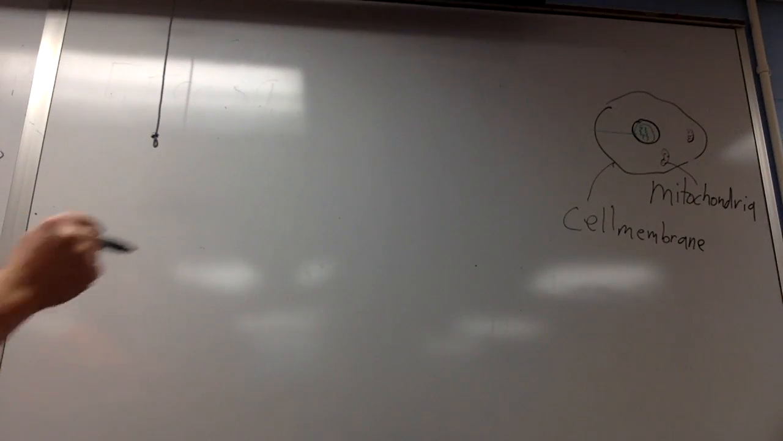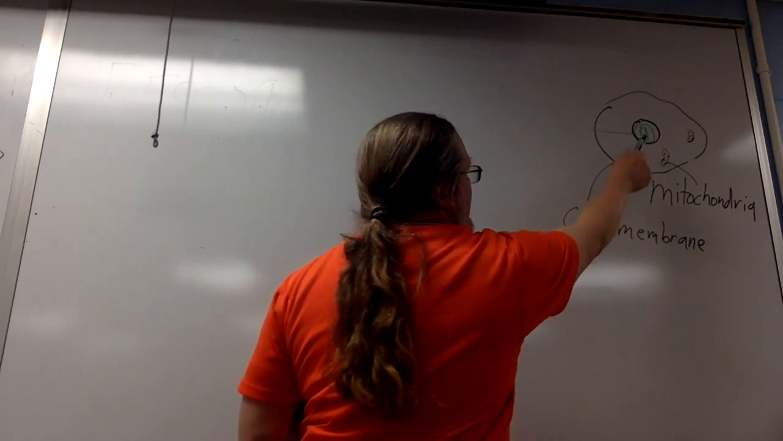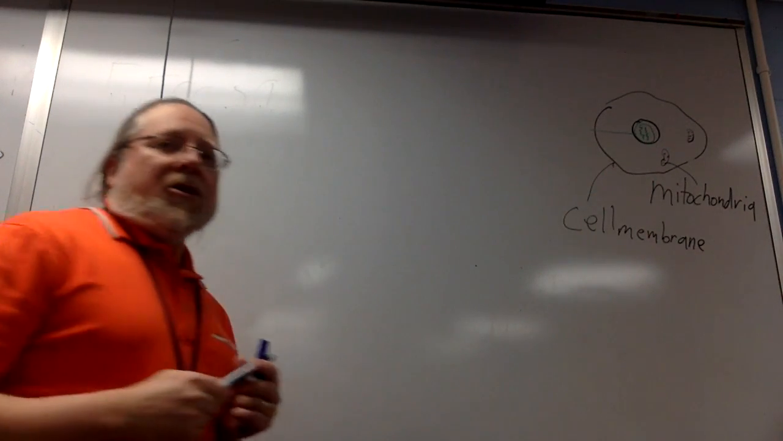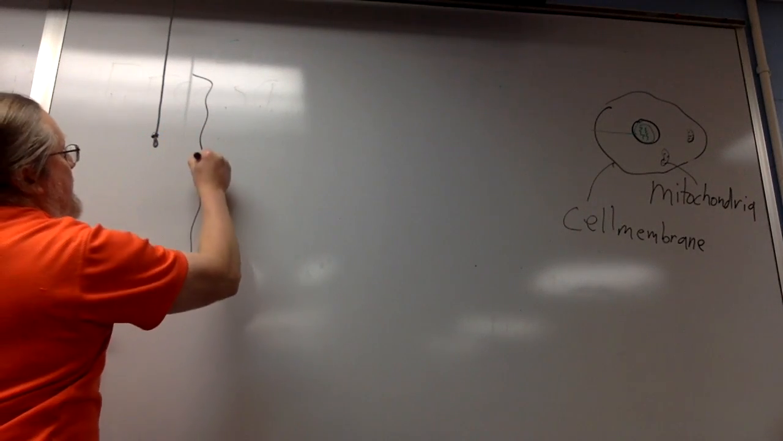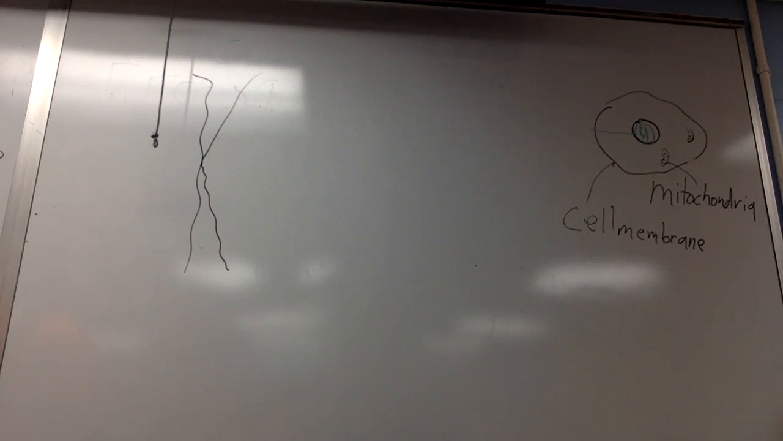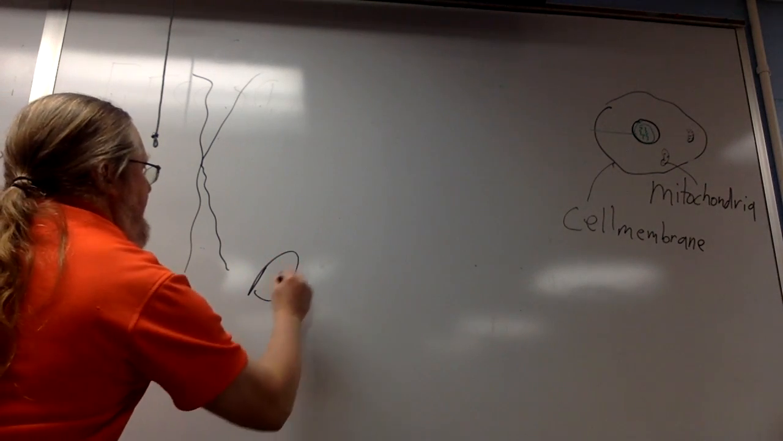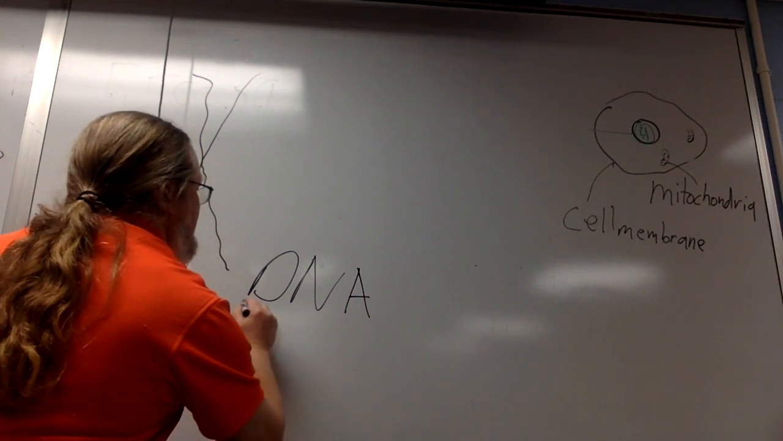So let's start with the concept that within the nucleus of a eukaryotic cell, we have long strands of DNA called chromosomes, which come in pairs. And let's go with this concept that DNA is the material that chromosomes are built out of.